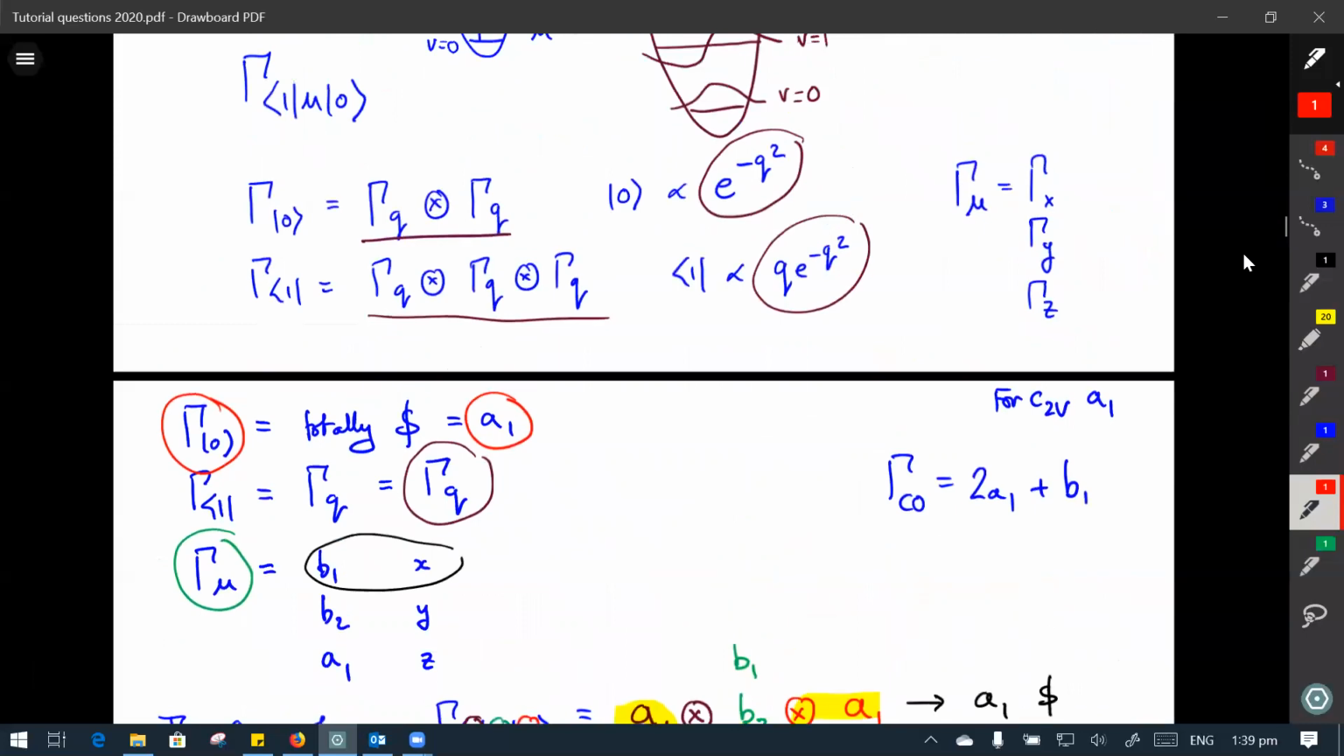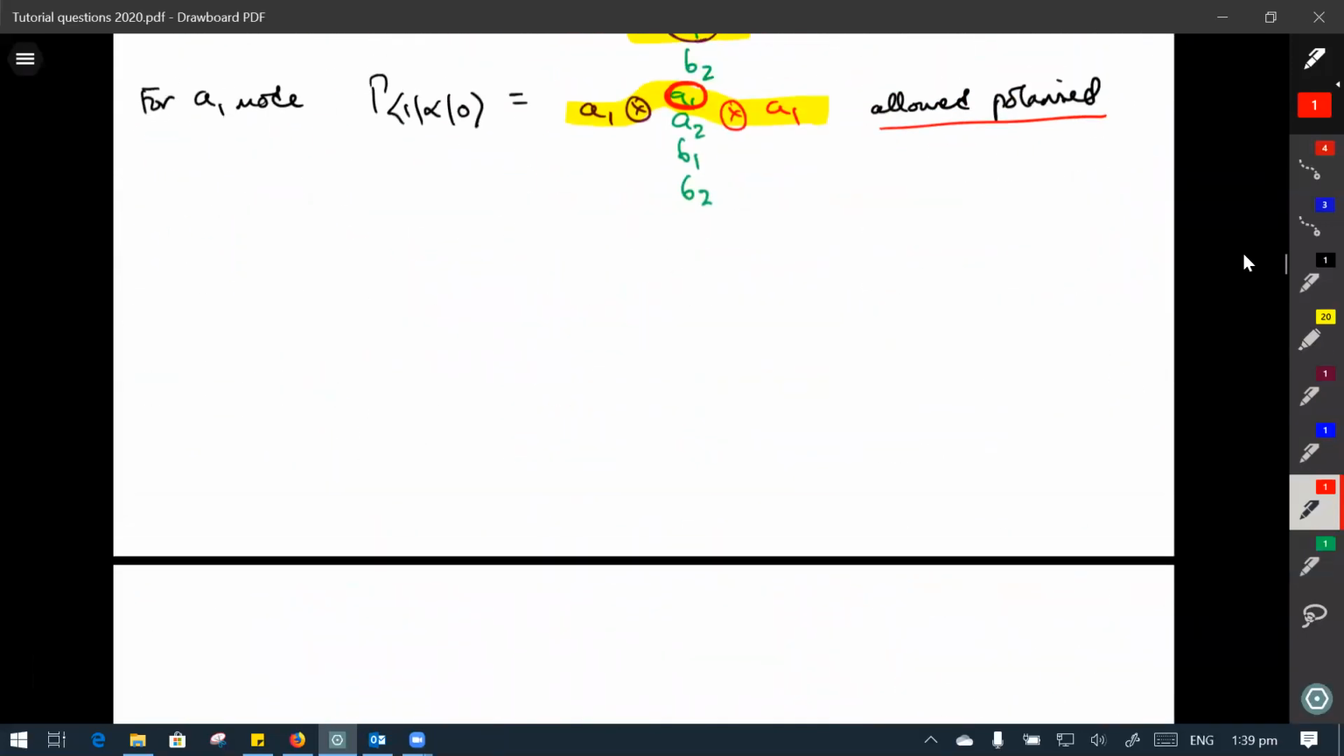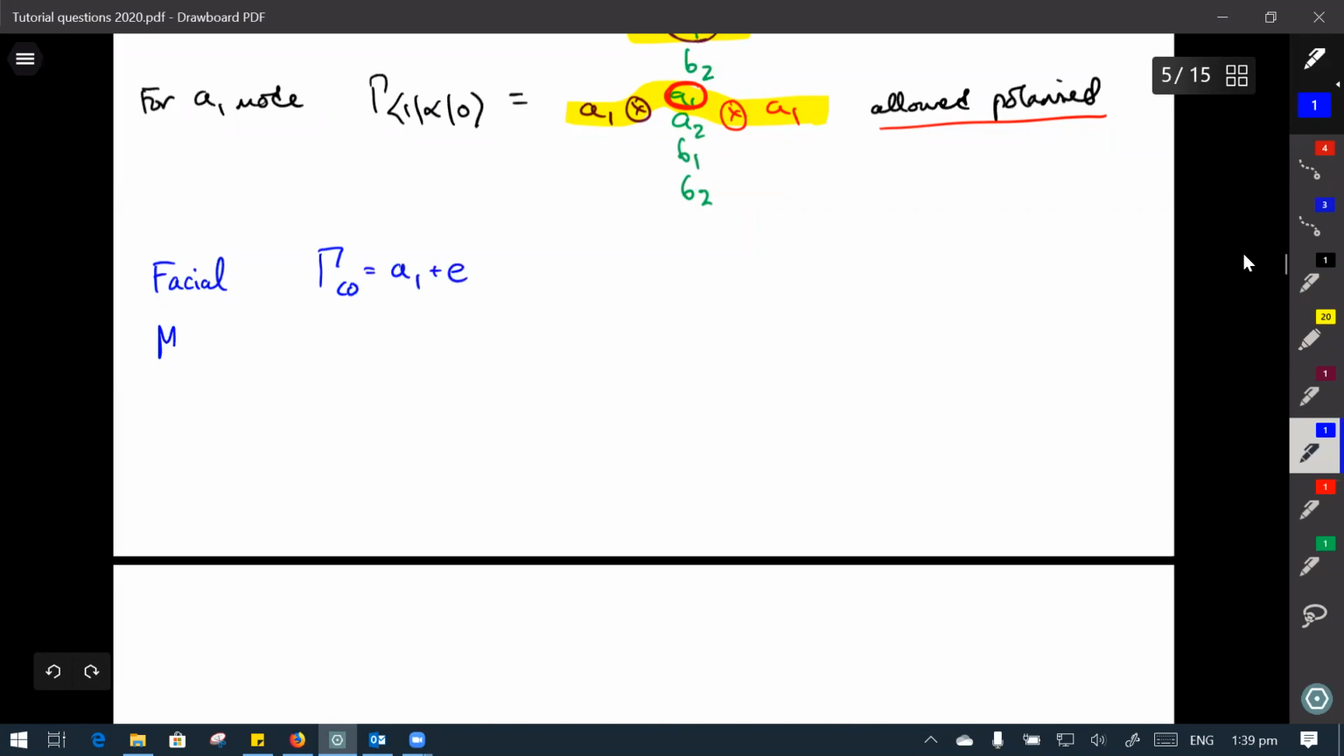Just bear with me a second. I remember what the two results are, so I'll just write them down. For the facial system, the symmetry species of CO was A1 plus E. And for the meridional, it actually turns out everyone's allowed. So the most obvious thing for solution phase differentiation.